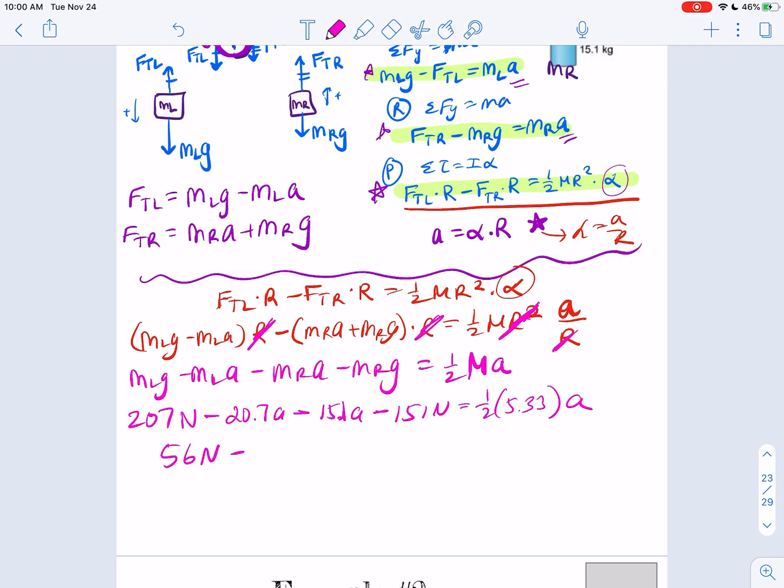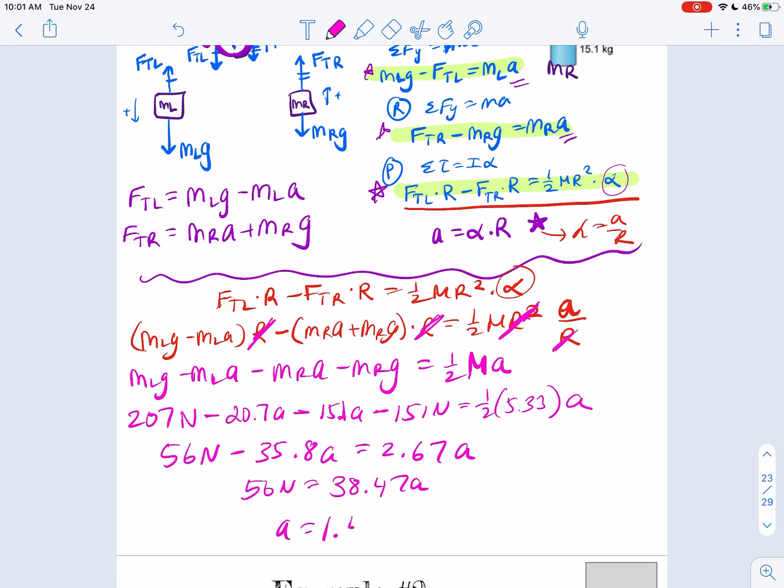Minus 20.7A and 15.1A, so this is going to be minus 35.8A equals 2.67A. I'm just going to add the A to the other side: 2.67 plus 35.8 is 38.47A. So 56 divided by that. Well, that seems like a reasonable number, so I bet it's fine. 1.46 meters per second squared.